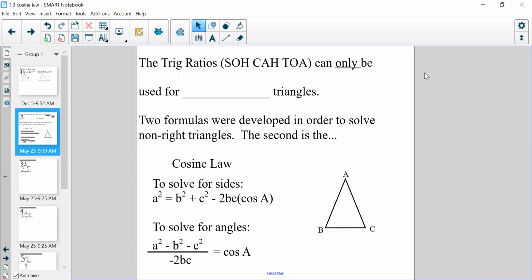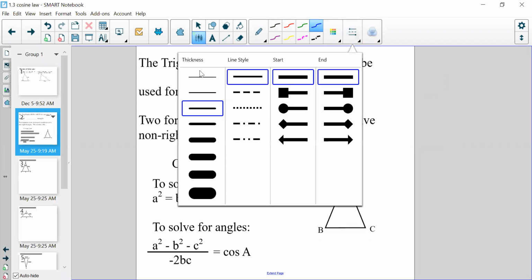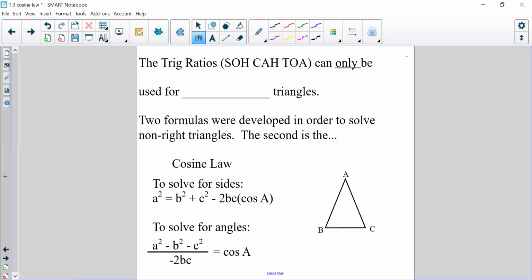Today we're doing the final formula for our trigonometry unit, and this is cosine law. Again, just so that we're clear, the only time we can use SOHCAHTOA is when we have a right triangle. There has to be a 90-degree angle, and we have to be able to identify our hypotenuse.